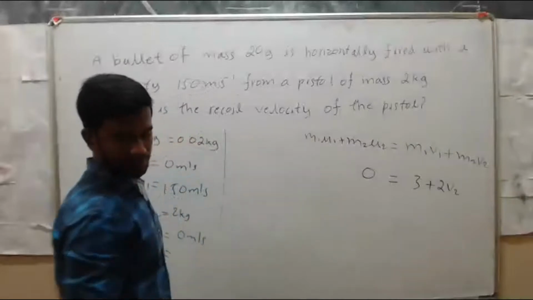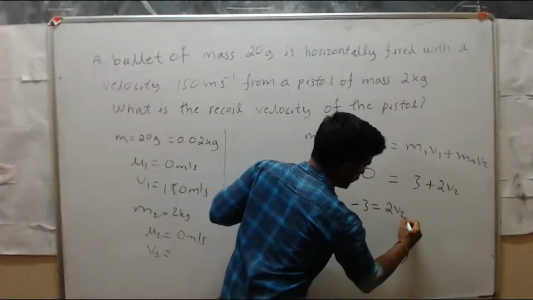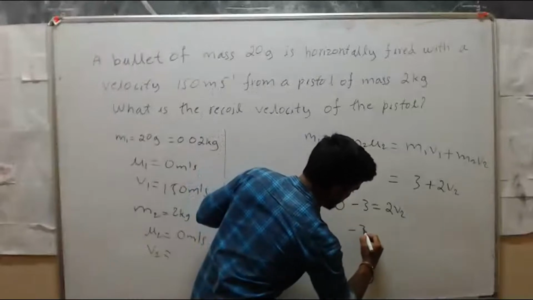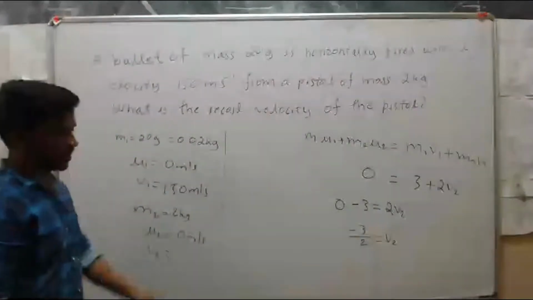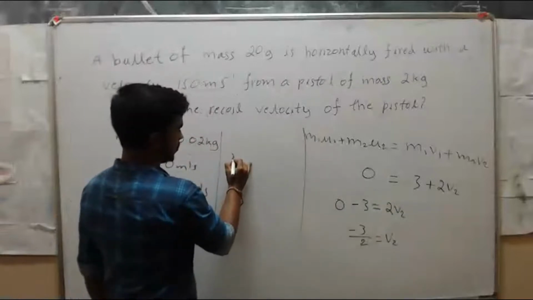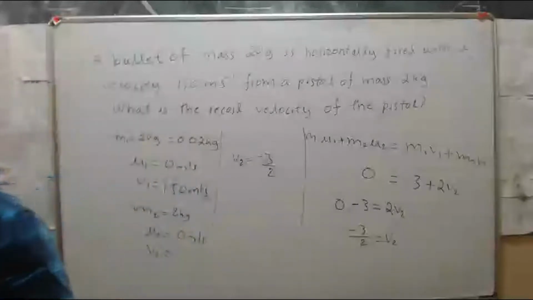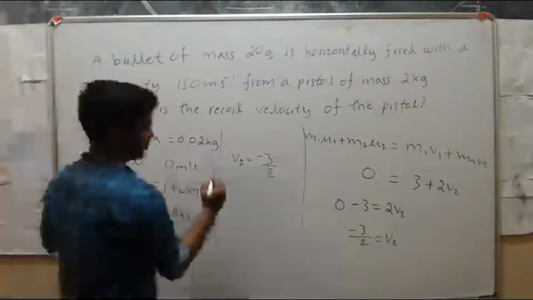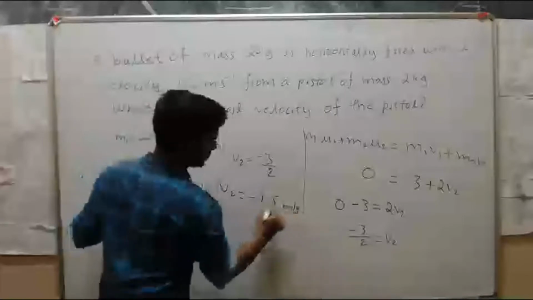Now bring 3 to this side, that is minus 3. So minus 3 is equal to 2 v2, since 0 minus 3 gives minus 3. Then minus 3 divided by 2 is equal to v2. So v2 is equal to minus 3 divided by 2, that is v2 is equal to minus 1.5 meter per second.